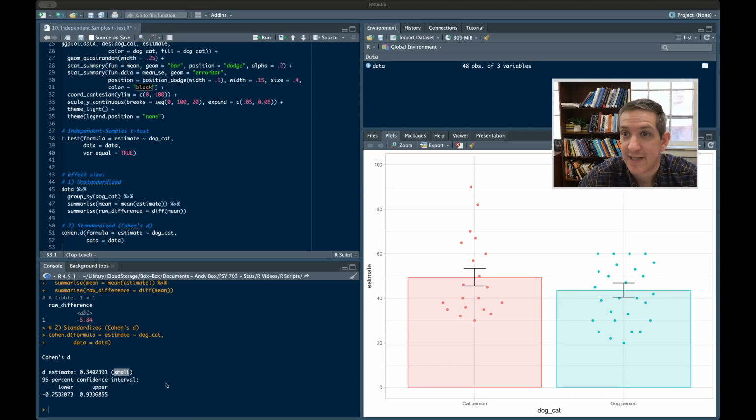So there you have it. That is how you perform and interpret an independent samples t-test in R.